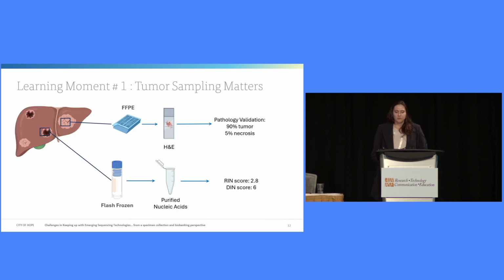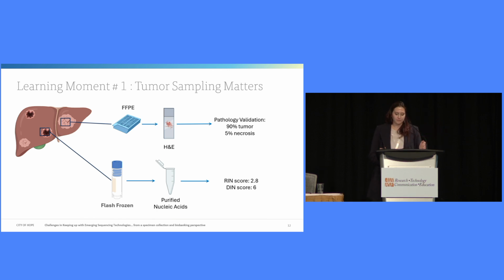So when we first began our donation program, we were collecting both flash frozen and FFPE because we knew that we wanted to do bulk sequencing and histology. But initially, we didn't put a lot of thought into our collection logistics. And so for the first few cases, we were collecting our FFPE and our flash frozen samples from different and distinct lesions, meaning one lesion was collected and frozen, and another lesion was collected and placed in formalin.